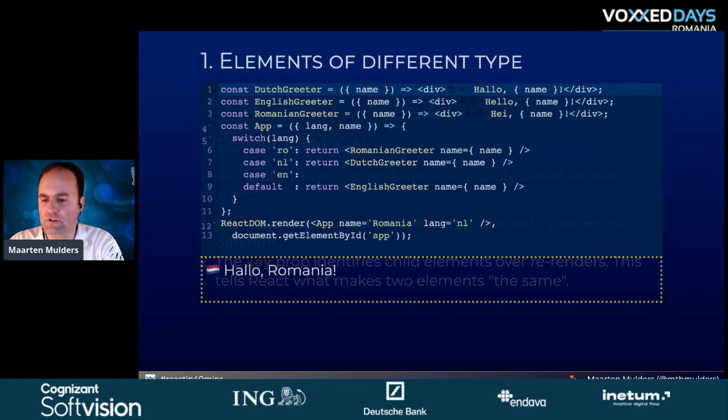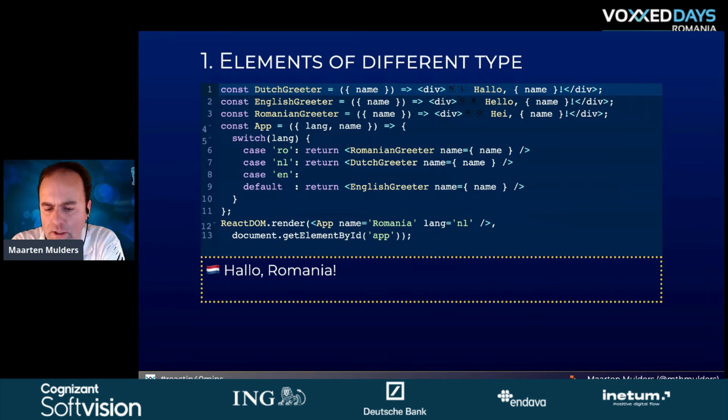Let's dive into this. So what we see here is an example to showcase the first assumption. I created an app component. I pass it a name and a language. And as I said before, as soon as I give a component different props, for instance, I change NL to EN, the component will be re-rendered. This method gets executed, and rather than the Dutch greeter, we are now seeing the English greeter. And same, of course, if I change it to Romanian. I hope I didn't make any mistakes in translating it there.